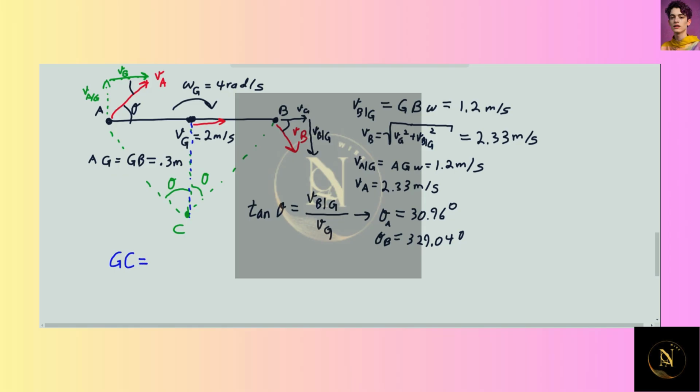GC equals the length GB times the cotangent of that angle theta. We know we have the angle 30.96 for theta, and the length GB is 0.3. So when we put those numbers in, we find that we get 0.5 meters. So this instantaneous center of zero velocity is 0.5 meters away from G.